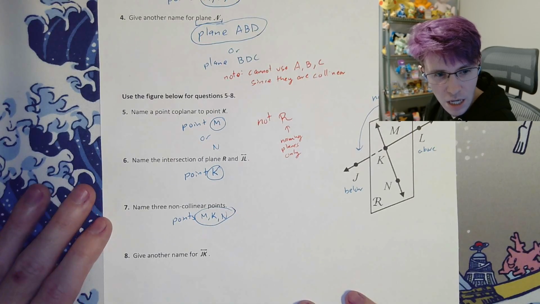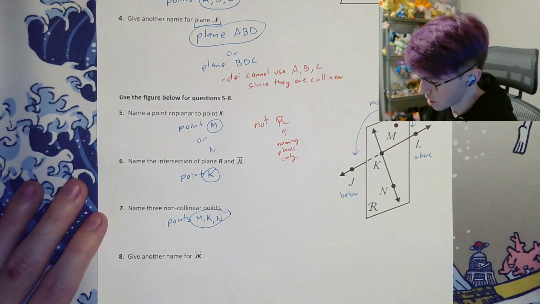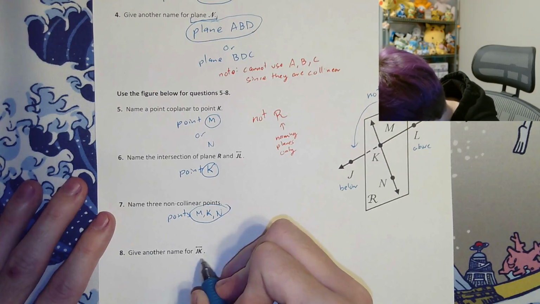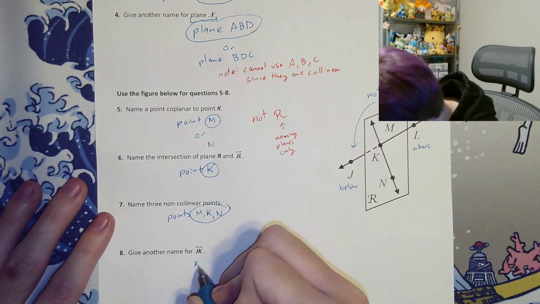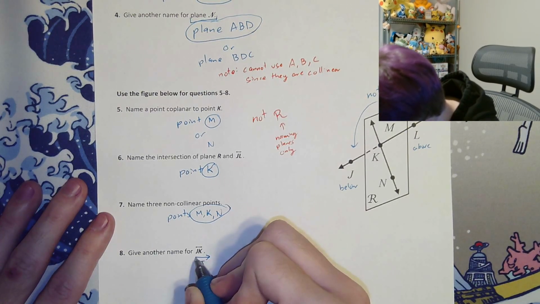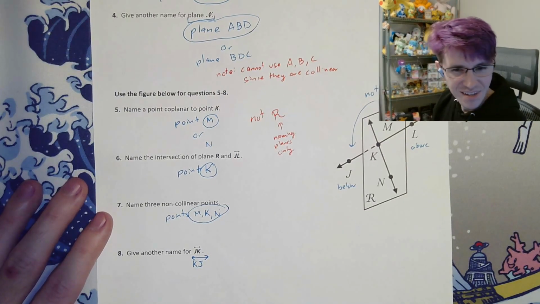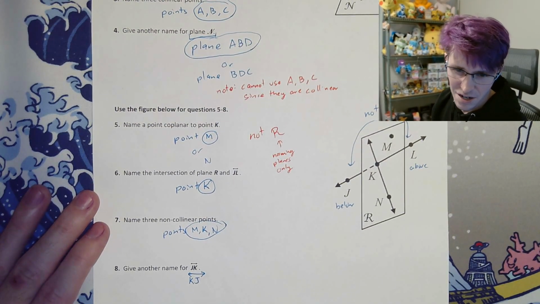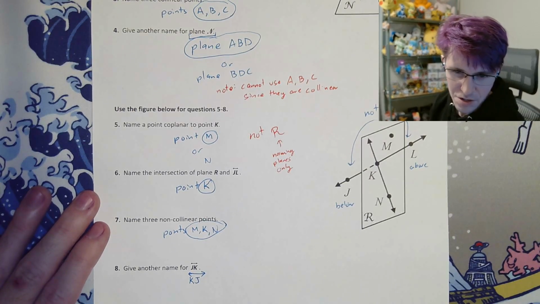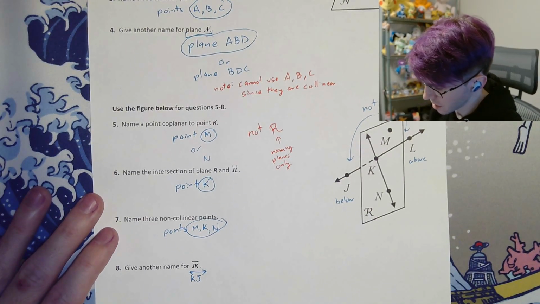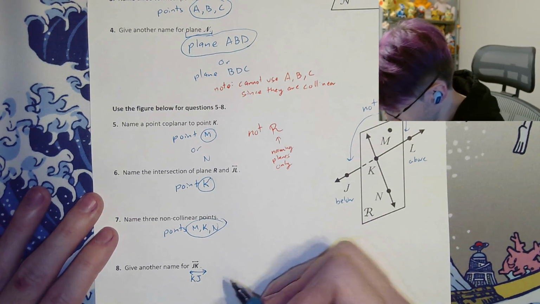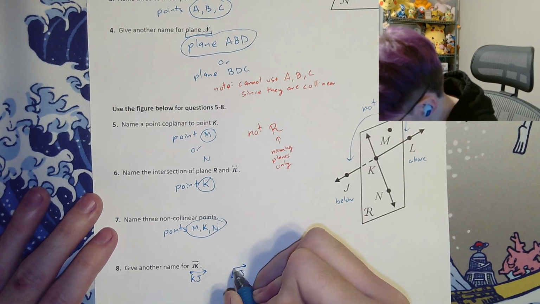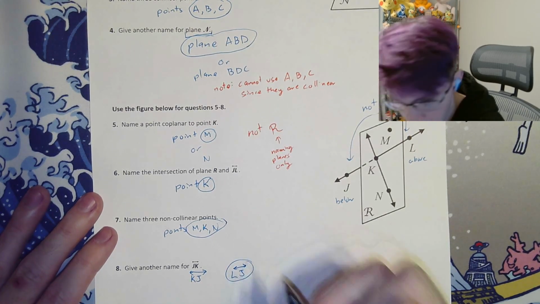Last but not least, name another name for JK. Just to note, the laziest answer would be to reverse these two, because KJ is technically a different name for that. So that's the laziest answer. However, I'm going to go ahead and use different letters, just because. So how about we say another name for that might be LJ. I'm going to say LJ with some arrows on top. And there you go. That's it.